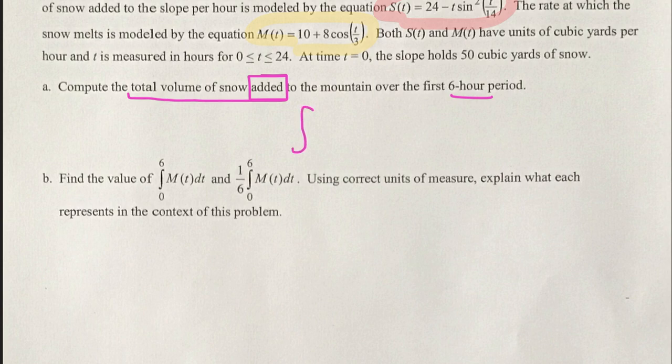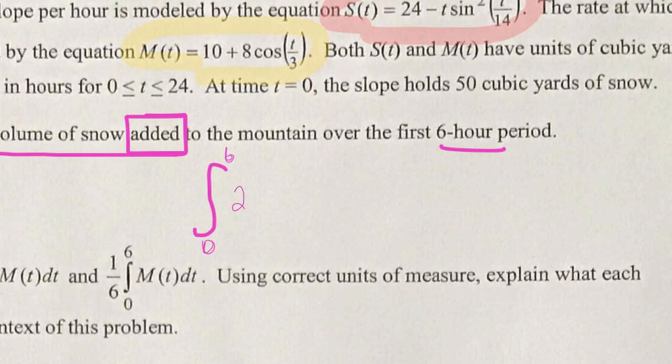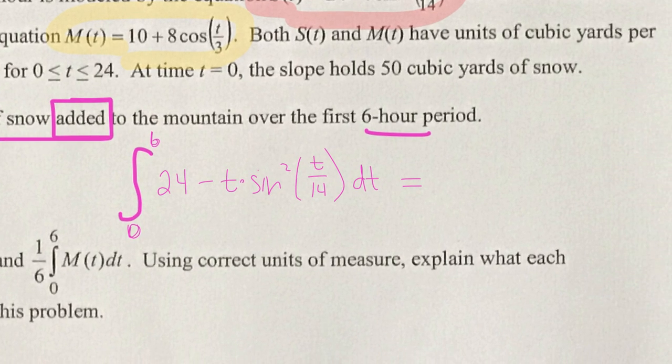So this is an accumulation problem, aka an interval from 0 to 6. Those are the first 6 hours, from 0 to 6, of our function for snow added, 24 minus t times the sine squared of t over 14 dt, right? So we are adding snow. We want to know the total volume that has been added. So we're going to take the integral of our snow added function from 0 to 6.